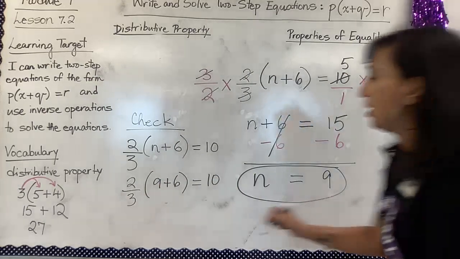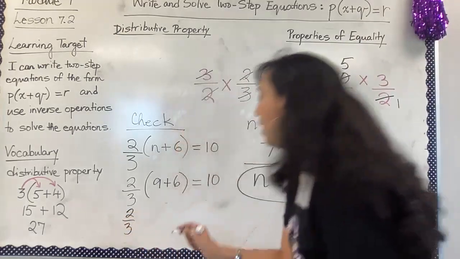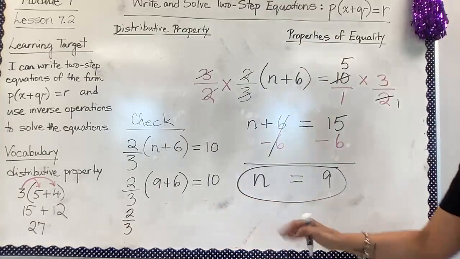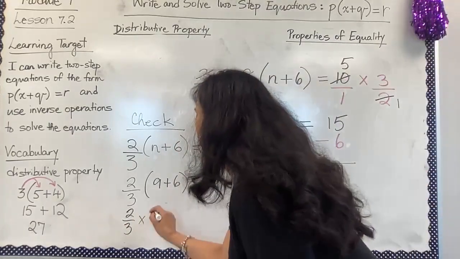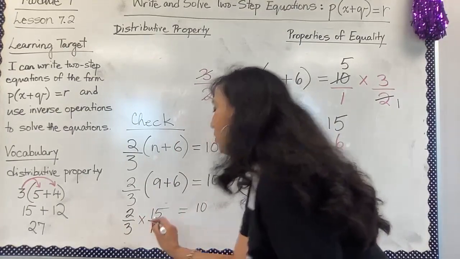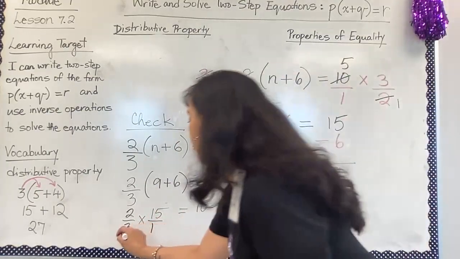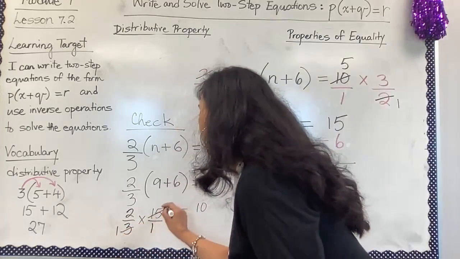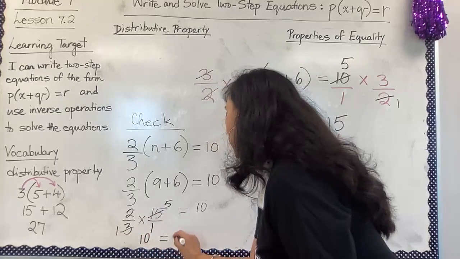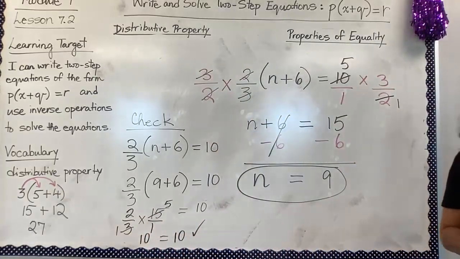What is 9 plus 6? If I say 2/3, I can always do what's within the parentheses first. So this is 15 is equal to 10. So 2/3 times 15 over 1. And then I can simplify. This is 3 times 1, and 3 times 5 is 15. What is 2 times 5? 10 is equal to 10. So that is the correct solution.